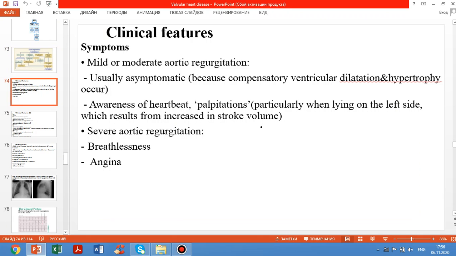Clinical features, symptoms: mild or moderate aortic regurgitation is usually asymptomatic, because compensatory ventricular dilation and hypertrophy occur. Awareness of heartbeat and palpitations, particularly when lying on the left side, result from the increase in stroke volume. Severe aortic regurgitation symptoms are breathlessness and angina.